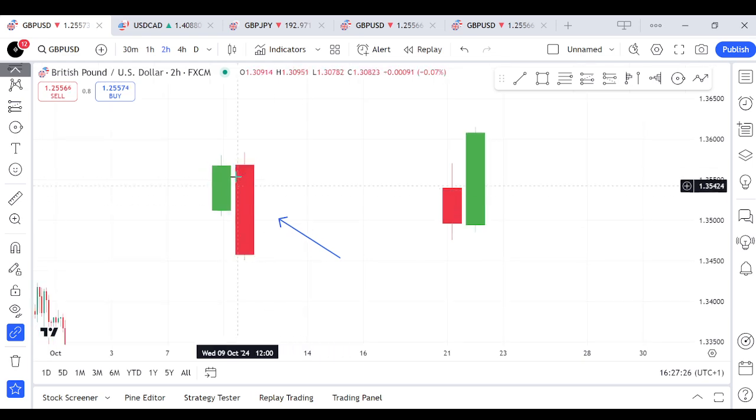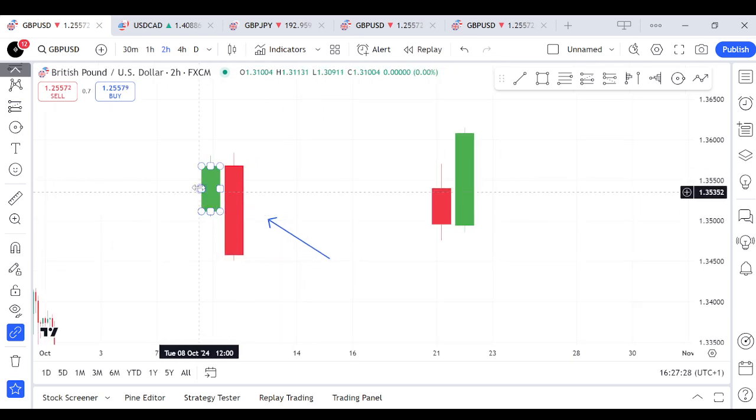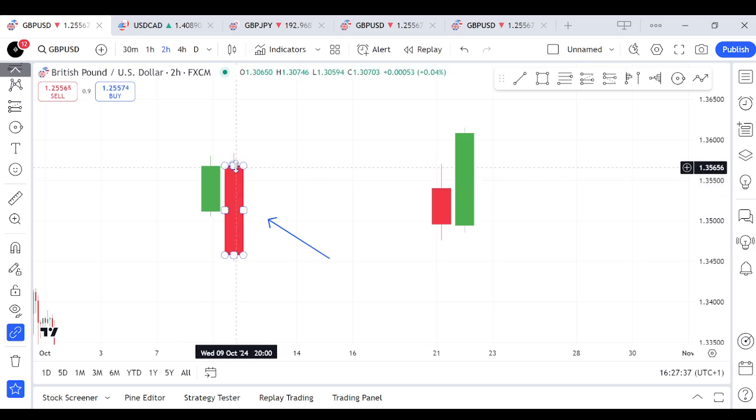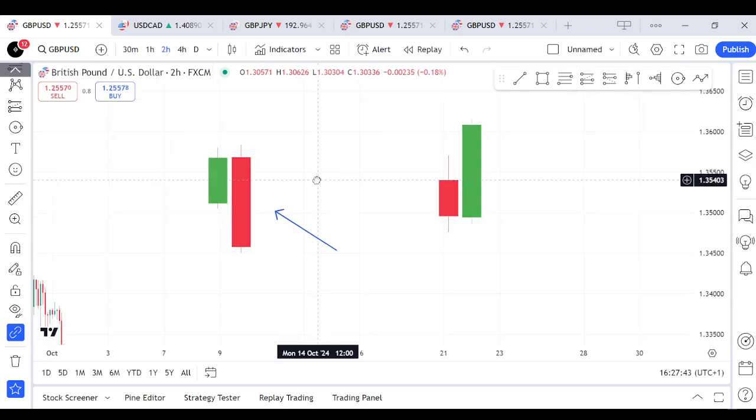But this is exactly how it looks like. There's a small bullish candle. It may not be that small, but as long as the next candle, which is the confirmation candle, engulfs this green candle, small bullish candle, it means that we may be looking for a bearish trade or bearish trading opportunities, and this pattern indicates that sellers have taken control, often leading to a downward reversal.